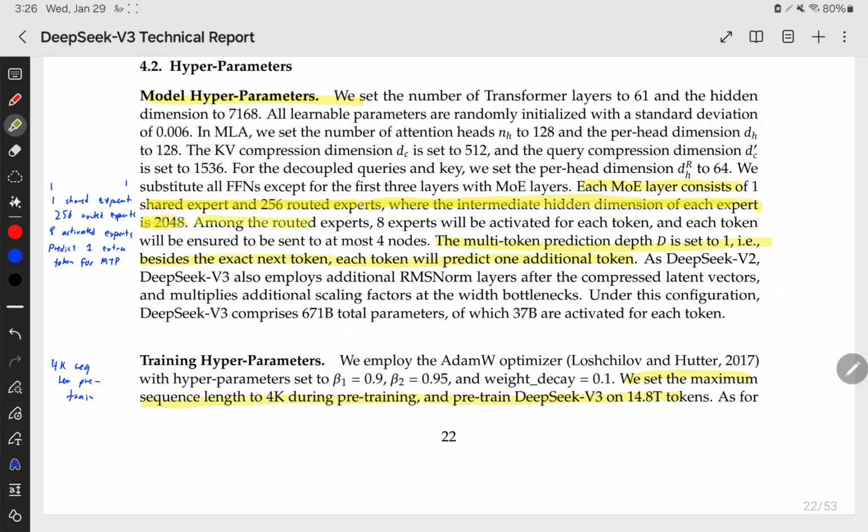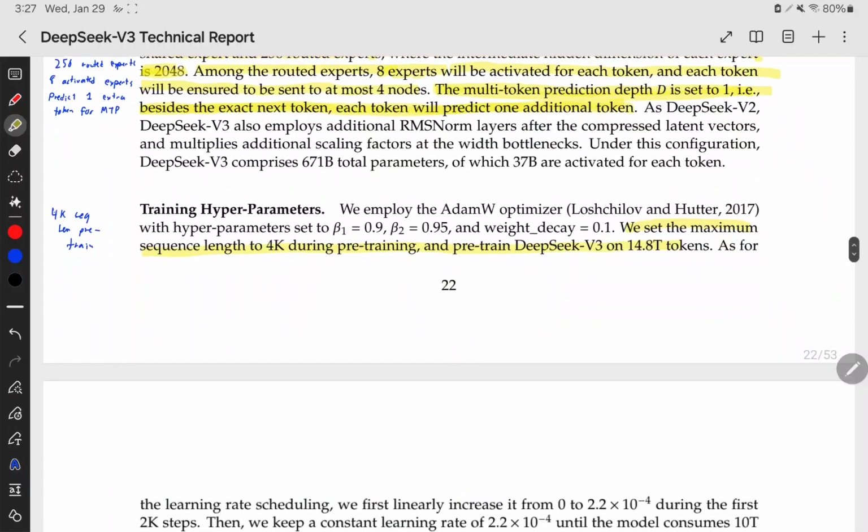They mention here, among the routed experts, 8 experts, so k is equal to 8, will be activated for each token, and each token will be ensured to be sent to at most 4 nodes. So that's what was mentioned before. You don't want to send all these experts all over the place because of the communication issues that you get with that. It'll be a lot slower. The multi-token prediction depth D is set to 1, so besides the exact next token, each token will predict 1 additional token.